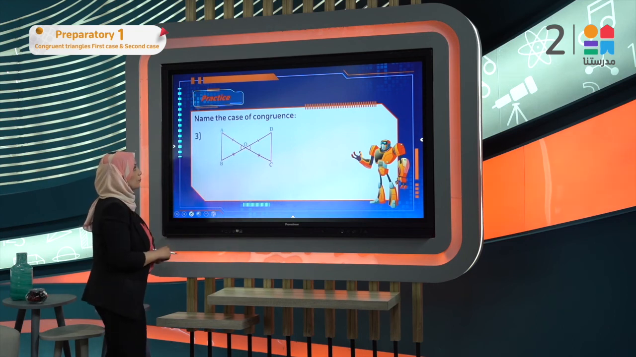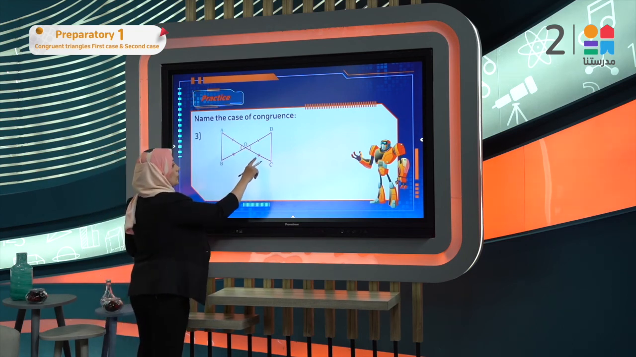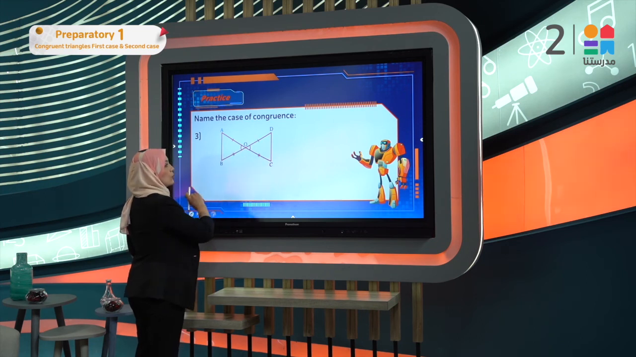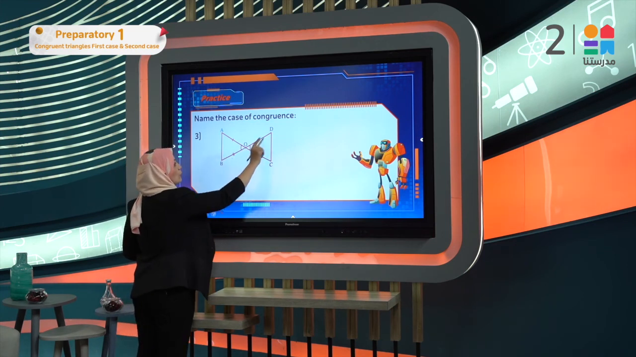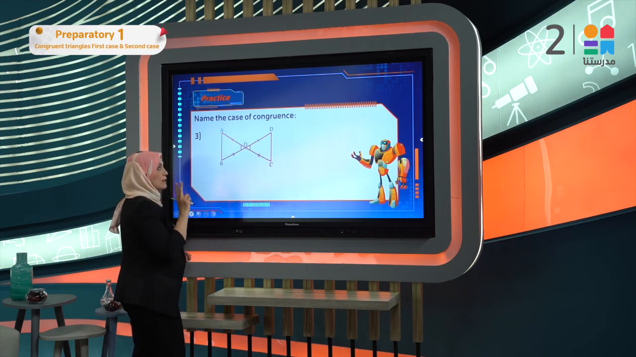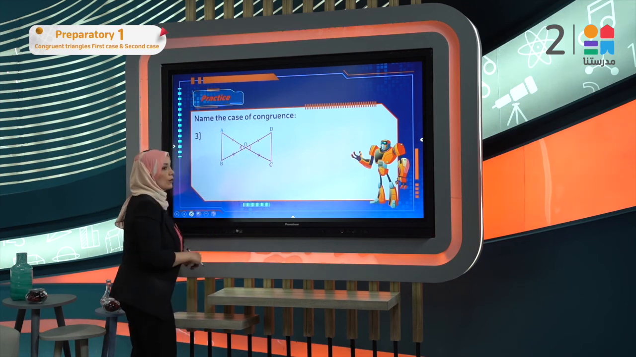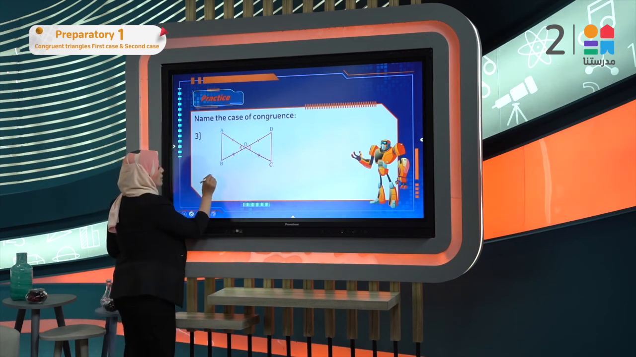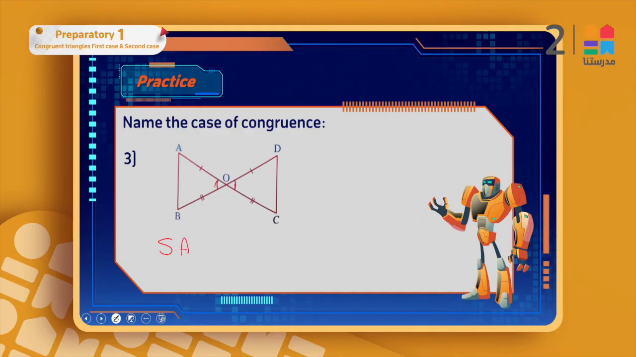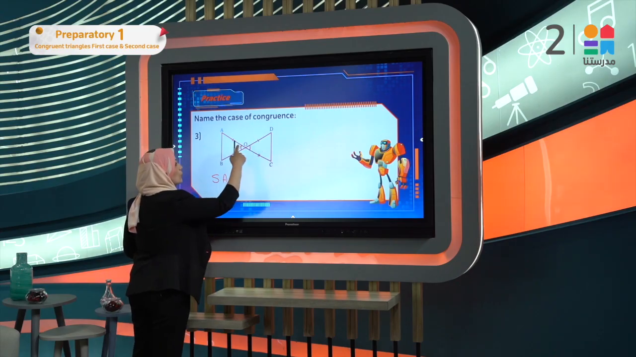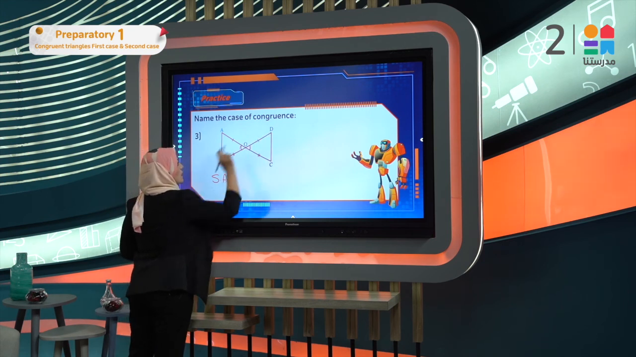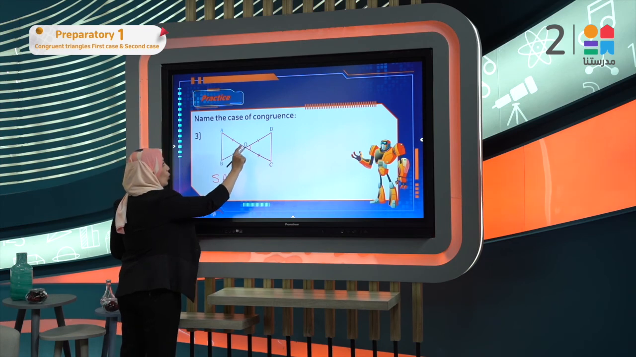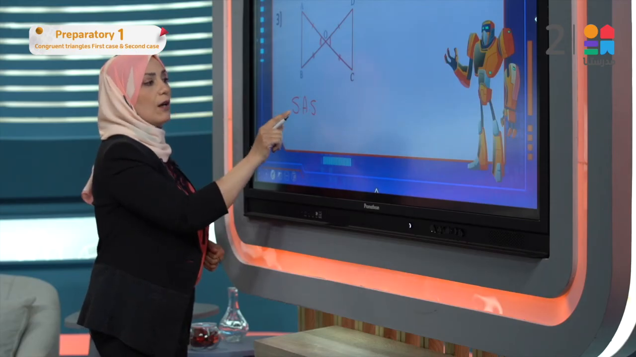The third one. Here we have two congruent sides. How do we know? From the dashes. We have to focus on the dashes. Here we have two dashes and one dash. So we have two sides and one congruent angle. So it's side, angle, side. And don't forget, this angle should be included between the two congruent sides. So one more time, COD and BOA. So we have side, angle, side.